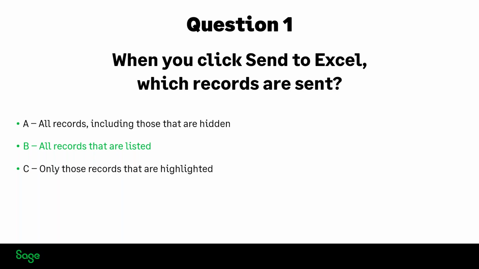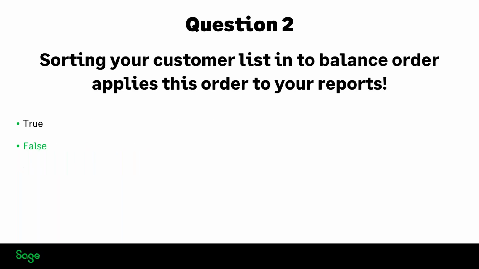So again, keep your own score. Answer B was the correct option. Question 2, sorting your customer list into balance order applies this order to your reports? It doesn't. It doesn't matter what you do with that customer list, whether you hide information or show additional columns, or whether you sort ascending or descending, it will ignore that when you run the report itself. So false is the correct answer for that one.